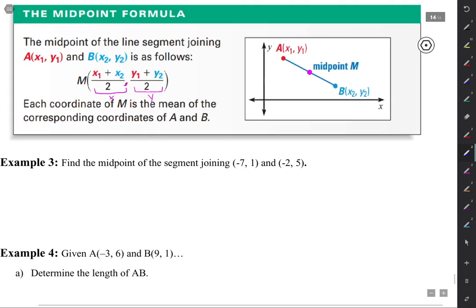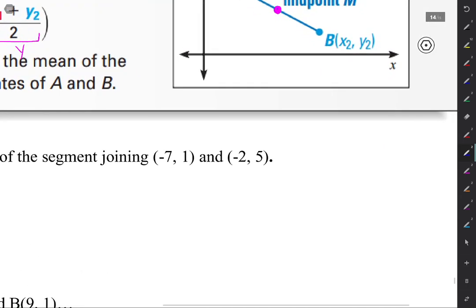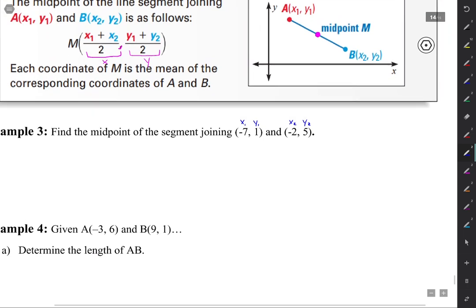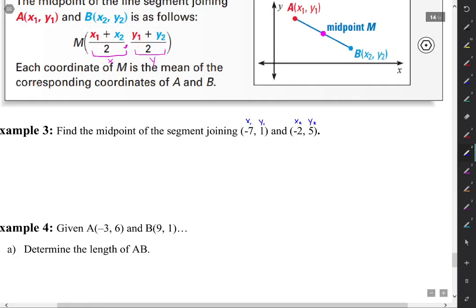So just like with all of these questions, I like to label x1, y1, and x2, y2, because then it's a lot easier for us to plug it into our formula. So I'm going to take the midpoint formula, and here are the coordinates. It'll be x1 plus x2 divided by 2, comma, y1 plus y2 divided by 2. So now let's plug in what we have.